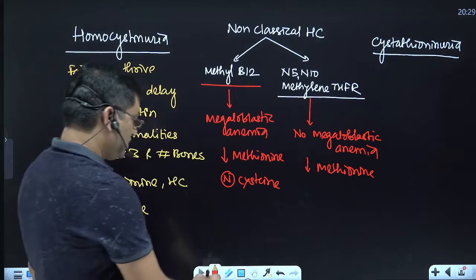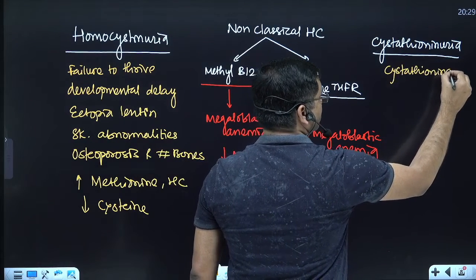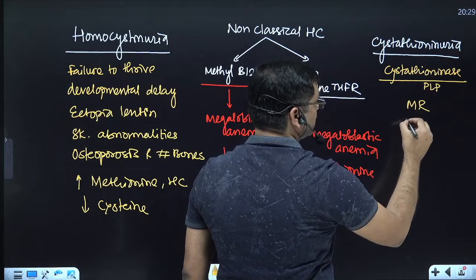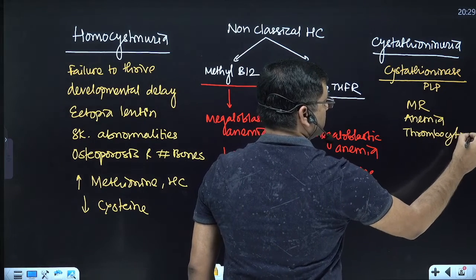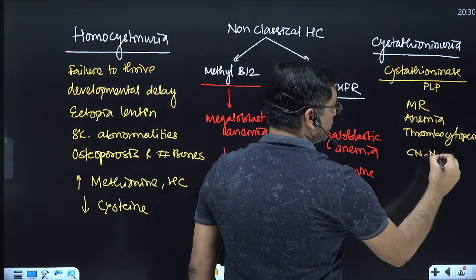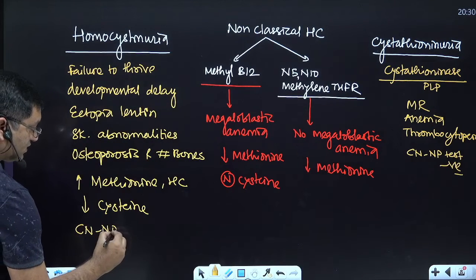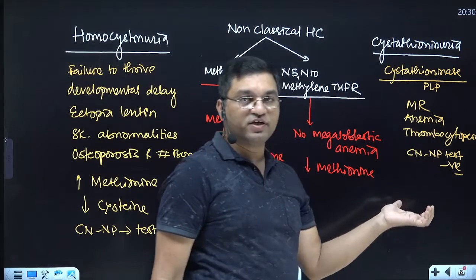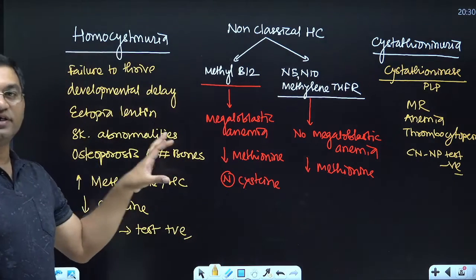Then cystathioninuria is because of a defect in cystathionase. This is also a pyridoxal phosphate dependent enzyme. The defect in cystathionase causes mental retardation, anemia, thrombocytopenia. The cyanide nitroprusside test is negative in this patient, whereas in homocystinuria this test is positive. So cystathioninuria: mental retardation, anemia, thrombocytopenia, and negative cyanide nitroprusside test. So these are the 4 different disorders we discussed today.